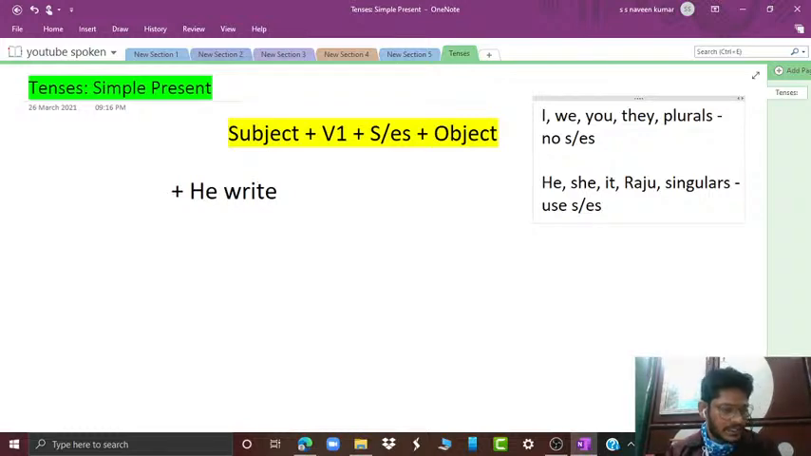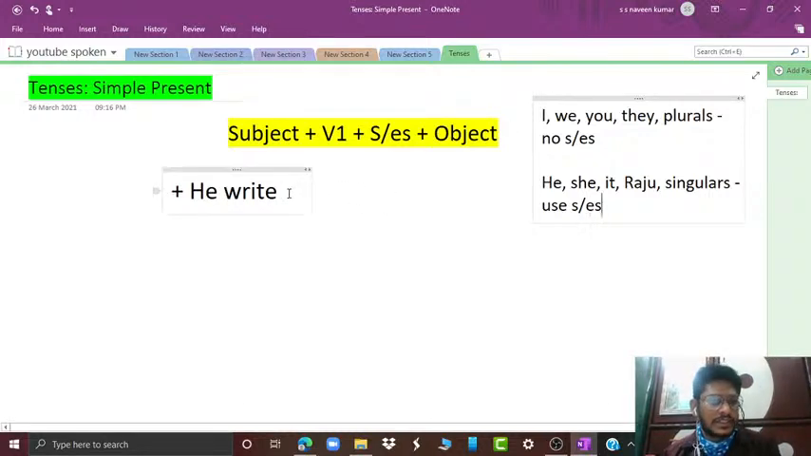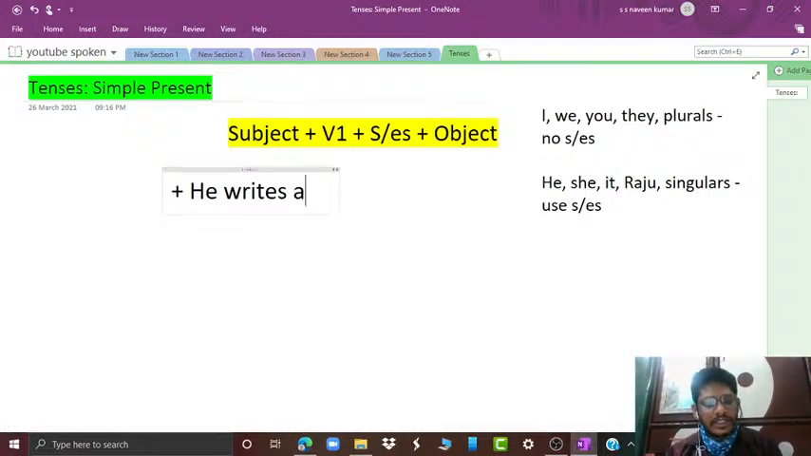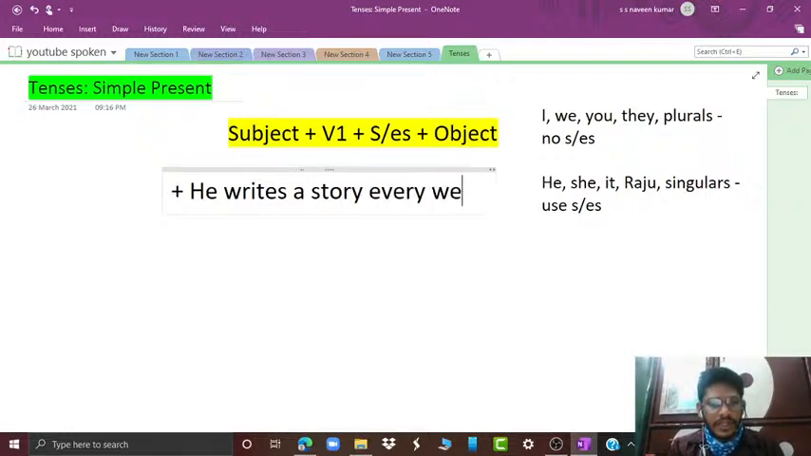Yes, he sings beautifully. That's a great sentence. So he writes. So here we have to add S or ES. He writes a story. It's a regular action. So we use it like every day or every evening or every week. So he writes a story every week. Like that we use simple present. Whenever the action is taking place on a regular basis, then we use this type of sentences.